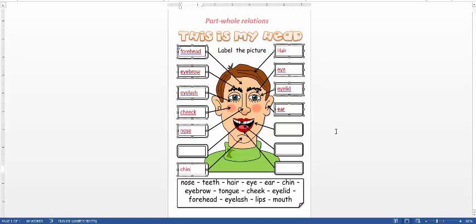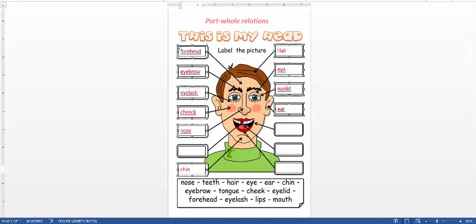Alright, and then you can go on and complete this figure. So this is part-whole relation. This is how you can improve your vocabulary. Head is only one word and all these 14 words are related to this head. So we call this activity part-whole relation, because all these parts are related to the whole big part, and the whole big part is related to these parts.